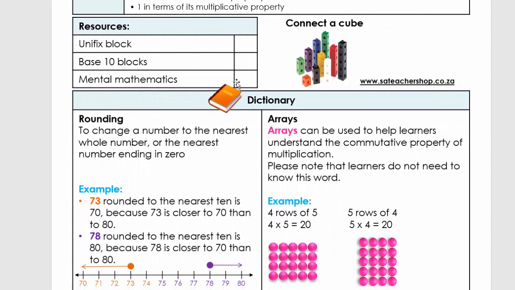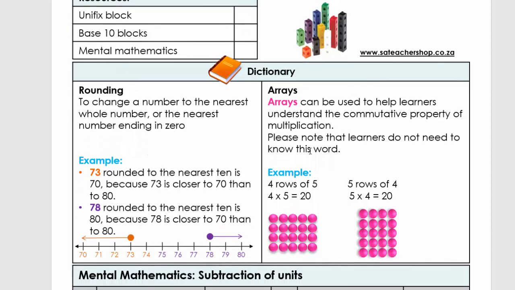I want you to pause your video, and then you can have a look at the resources. What is rounding off? This is a bit of a revision that you can do if necessary. And then what is an array? We're going to make use of arrays today, where we have rows and columns. So very important concept in the second part of the video.